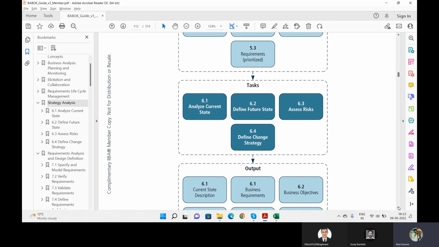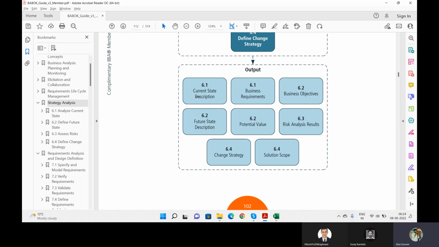Now what output will I be getting? Current state description: I will be able to find out my as-is state at a point in time, where I am standing in the picture now. Then I will get the exact business requirement. Then I will get the business objective. Because if you have a current state, say I'm Atul, working as a support guy. Okay, that is your current state. What is the requirement? To become a BA. What is your objective? To build a career in the BA area. Future state description: I want a good position in a good company as a business analyst. That is my future state. Potential value: more exposure, more money, good designation.